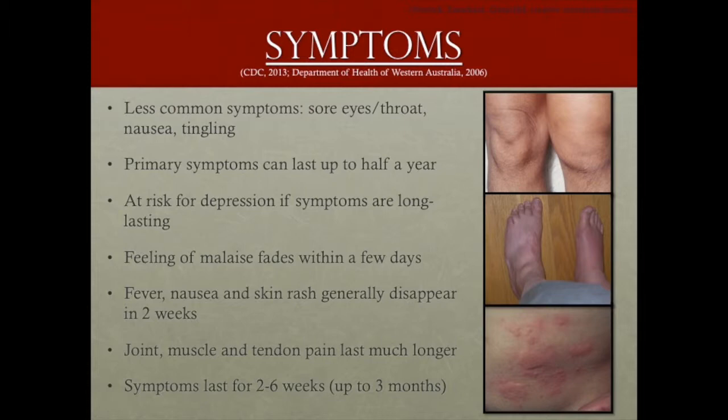Although the feeling of malaise fades within a few days, there are other primary symptoms that linger. Fever, nausea, and skin rash usually disappear within the first 2 weeks of the illness. However, joint, muscle, and tendon pain lasts much longer, causing severe distress. Some adults recover within 2 to 6 weeks, but many are unwell for at least 3 months. Unfortunately, symptoms may recur suddenly and without warning.